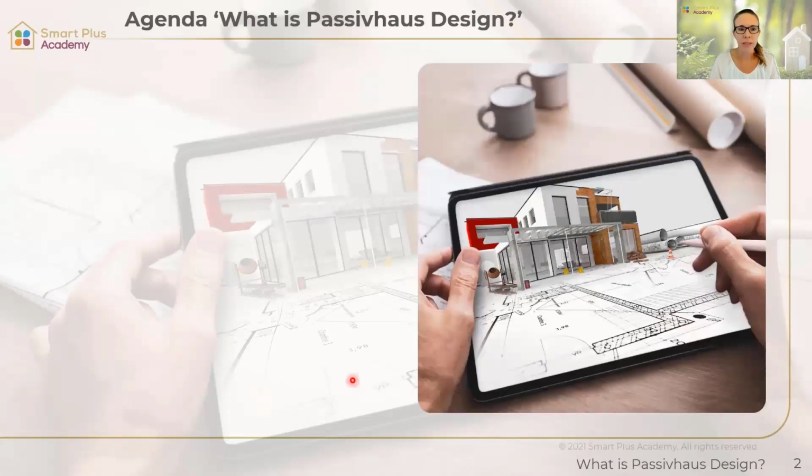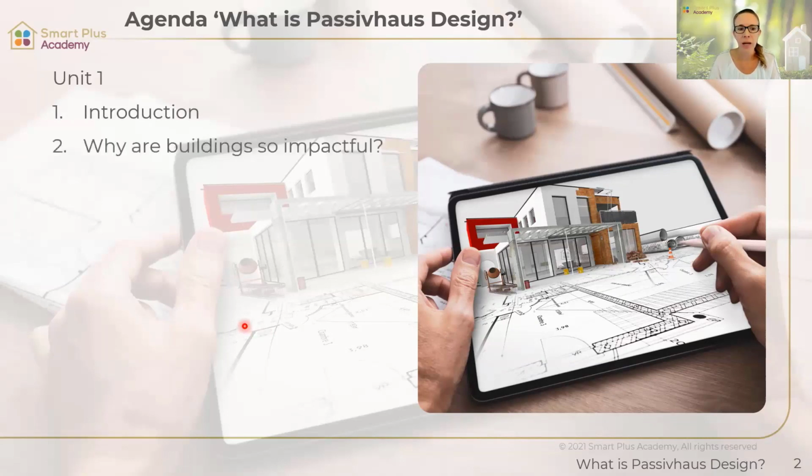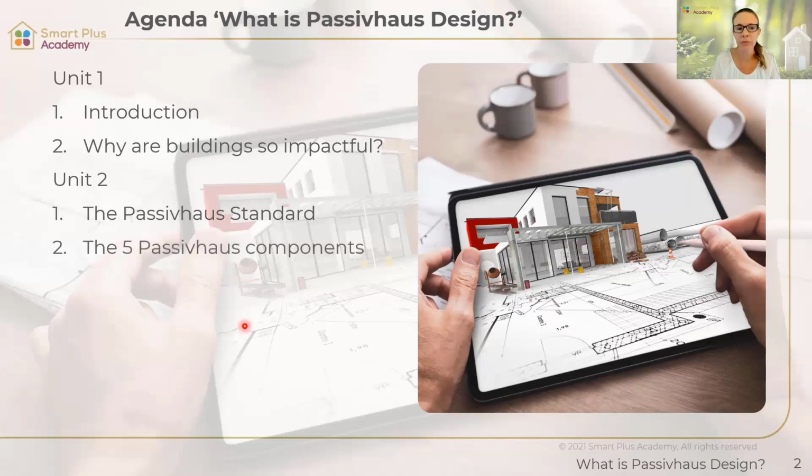So the first thing I want to do is show you the agenda for what is Passivhaus design. So in our Unit 1, which is today, I'll give you first a little introduction, and then I will tell you why buildings are so impactful. In our Unit 2, which is in a fortnight's time, we will then talk about the Passivhaus standard. So I'll talk to you a little bit more in depth of what the Passivhaus standard is all about and give you an introduction into the 5 Passivhaus components.